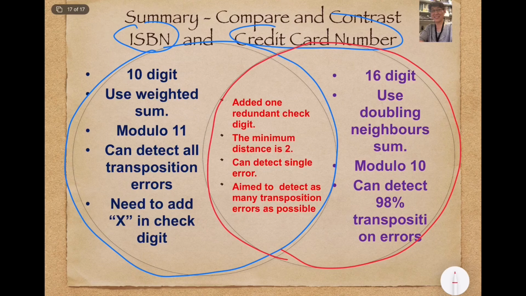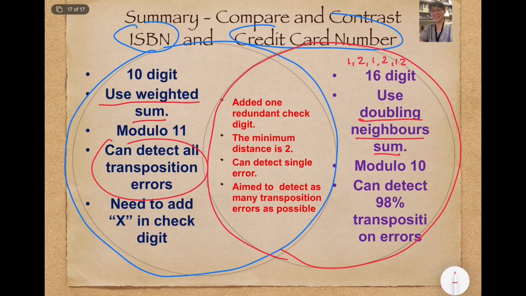Now, on the ISBN side, we use a weighted sum and then do modulo 11. With the credit card, we don't use a standard weighted sum; we use a doubling-neighbors sum, which is another kind of weighted sum method. Instead of weights 1, 2, 3, 4, 5, 6, our weighting system with a credit card is like 1, 2, 1, 2. So neighbors have different weights, which is very clever. Then ISBN is able to detect all transposition errors.